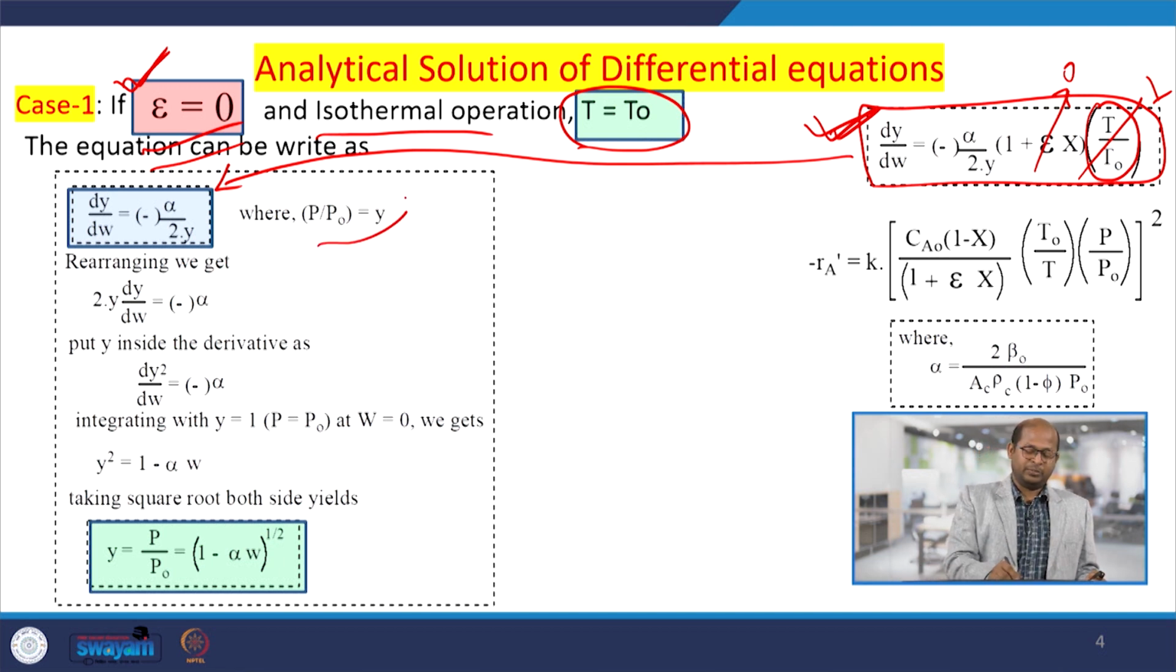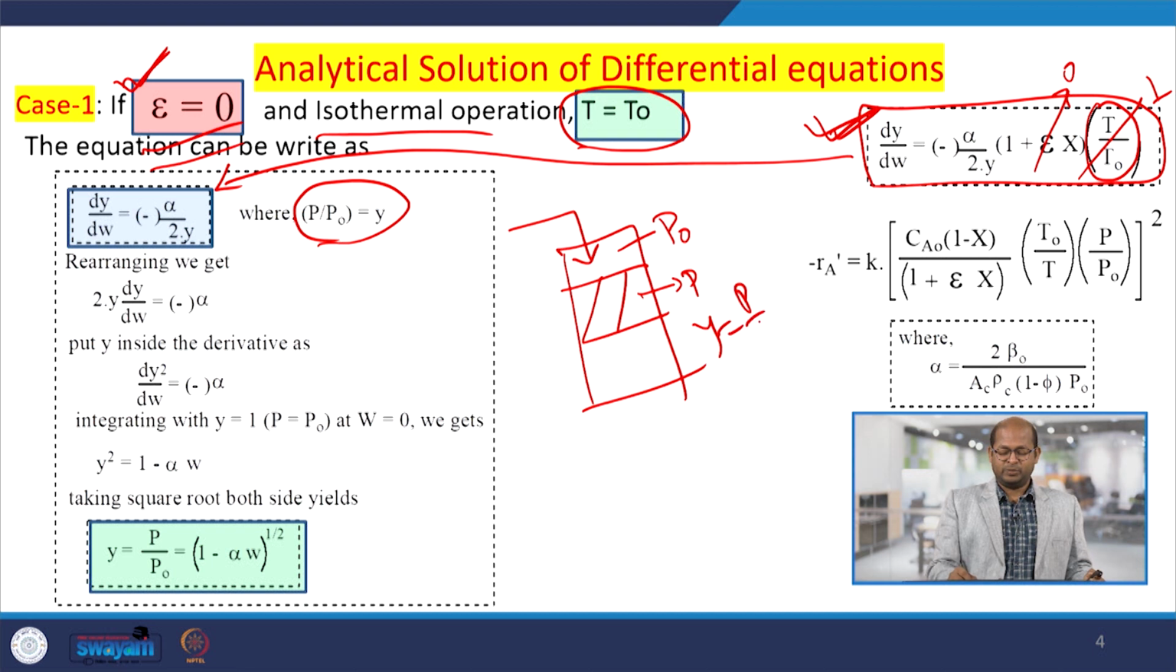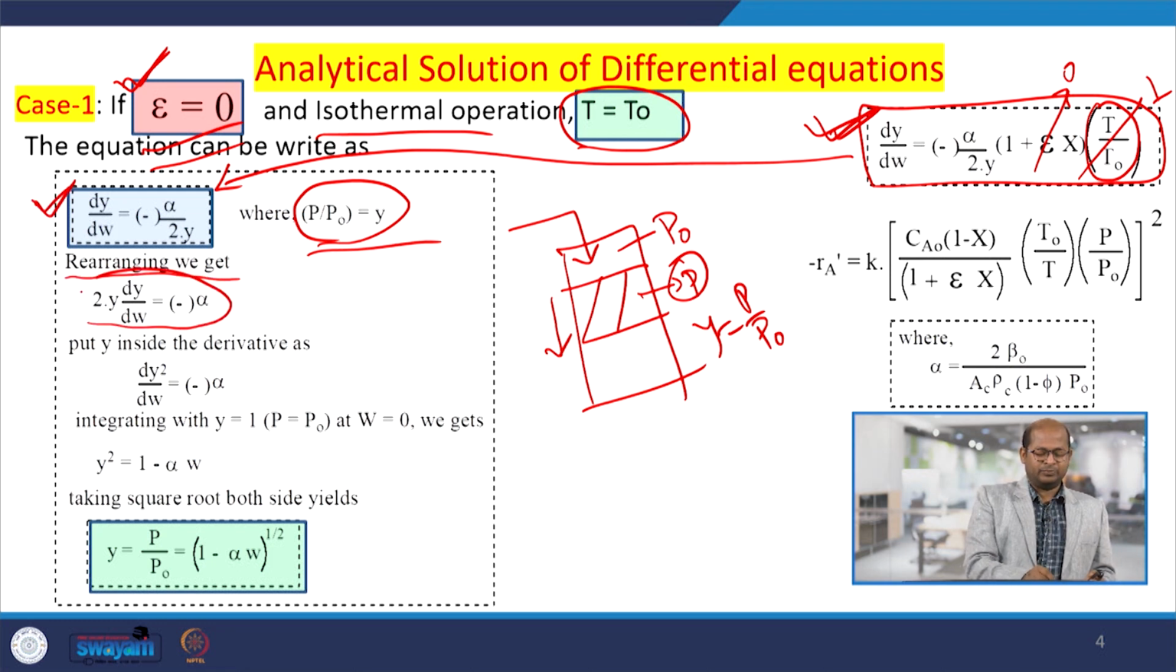Here y is the pressure ratio, as we have discussed. In the packed bed reactor, P0 is the initial pressure, and anywhere else the pressure is P. The ratio we express is P by P0, which you have already seen, so y equals P by P0 is the pressure ratio. The pressure will change as we go down the length of the reactor with increasing catalyst weight.